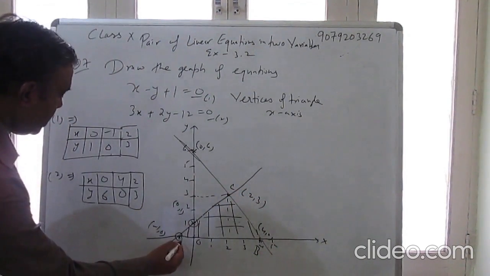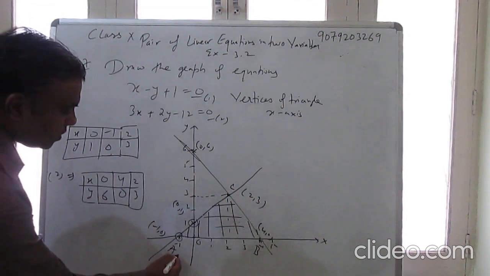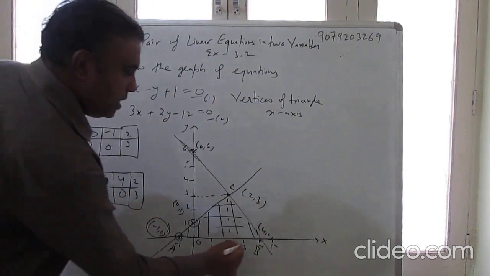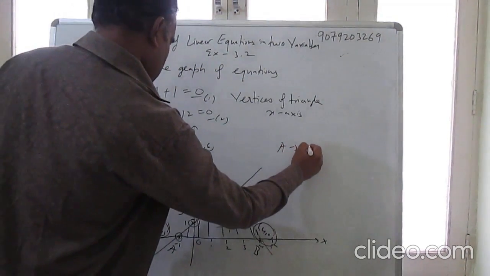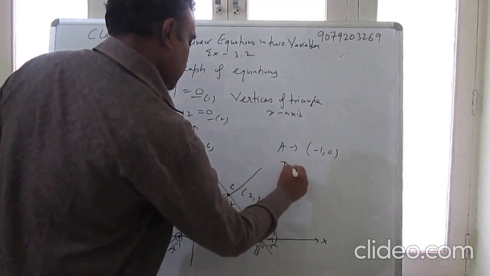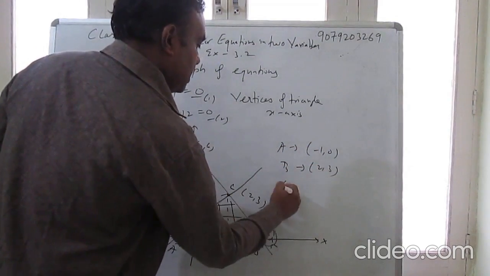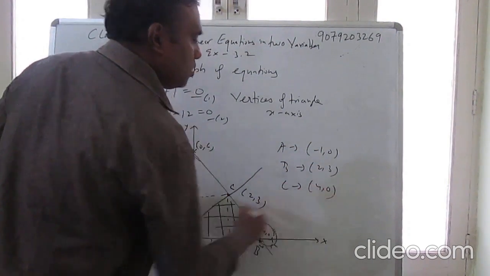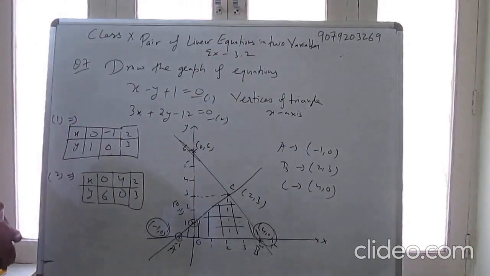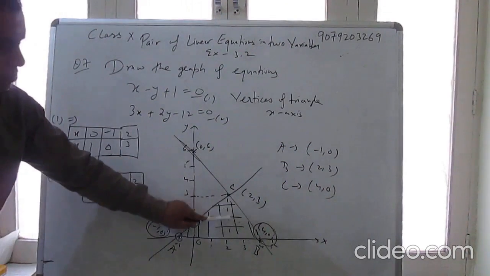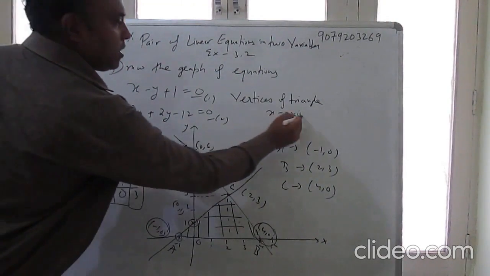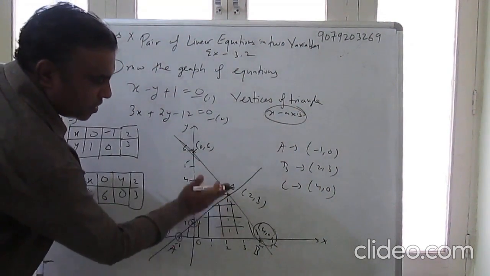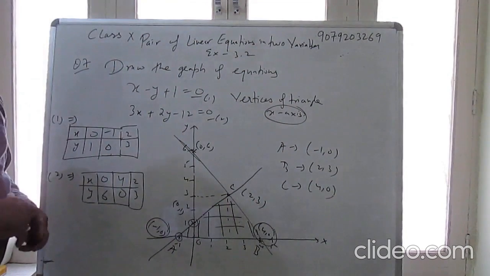So A is minus 1 comma 0, B is 2 comma 3 and C is 4 comma 0. These are the vertices of the triangle and we shade the triangle with respect to the x-axis. Two triangles are formed, one on the y-axis and one on the x-axis. Which one has been asked to be shaded? The one on the x-axis. So this completes the question.